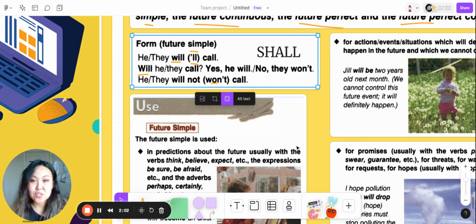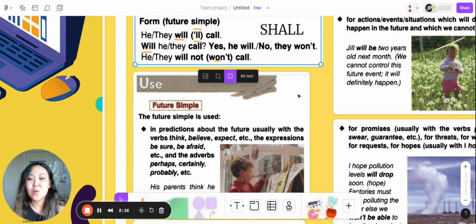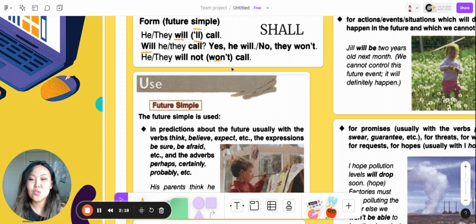To make a question, you just need the auxiliary verb will at the beginning of the sentence before the subject. If you have some question words, of course, they will be in the first place, like what will you do? So if we are talking about negative sentences, we need to use not, and the contracted form sounds like won't. He won't call. He will not call.